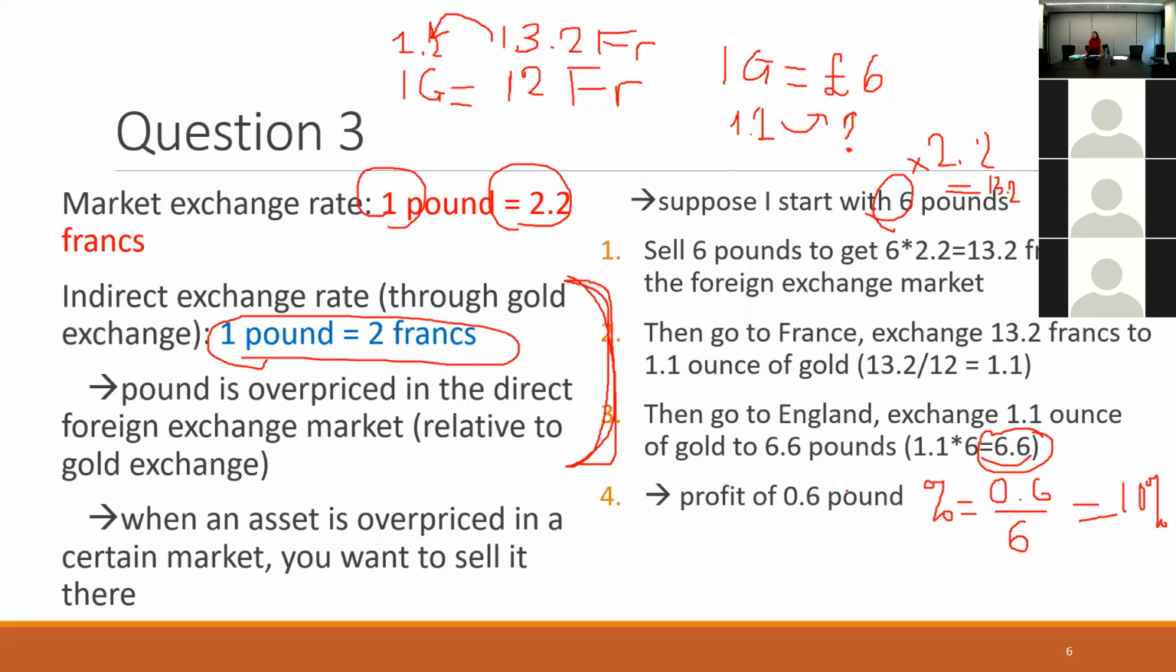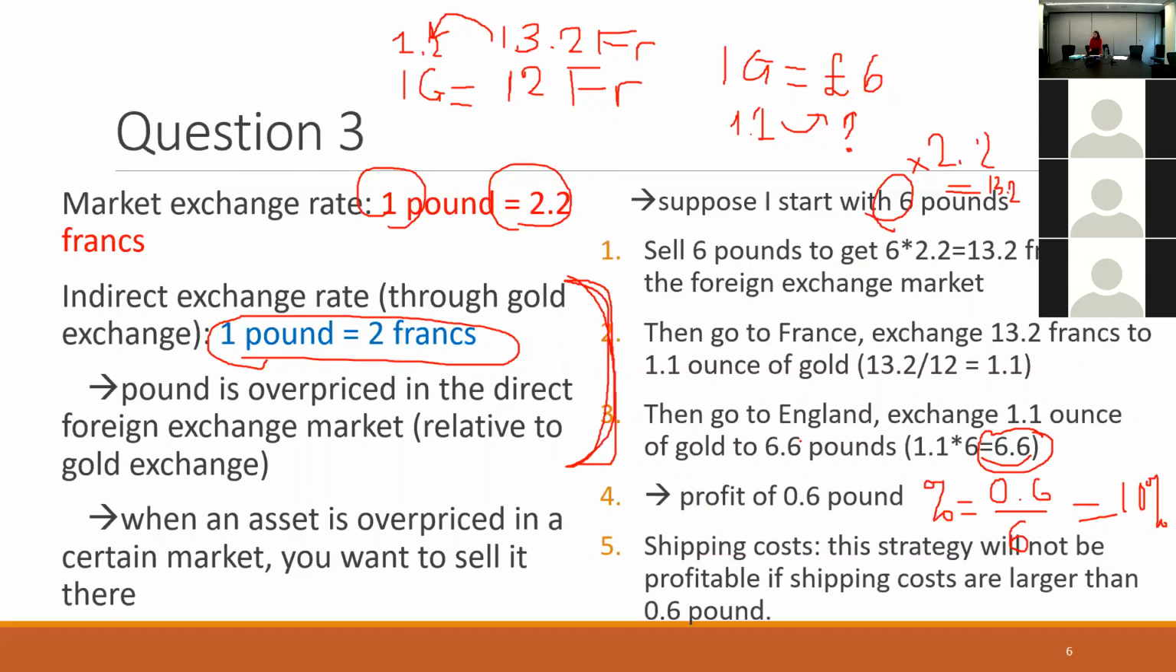In this case, do we still want to carry out this strategy? If the costs are £2 to get the gold from France to England, do we want to do anything with it? No, right, spot on. We don't want to do anything because the net profit will be negative, okay? So the effect of shipping costs here is that it will erode the profit that we get, and the more shipping costs we have to incur, the less attractive this arbitrage opportunity is, right?